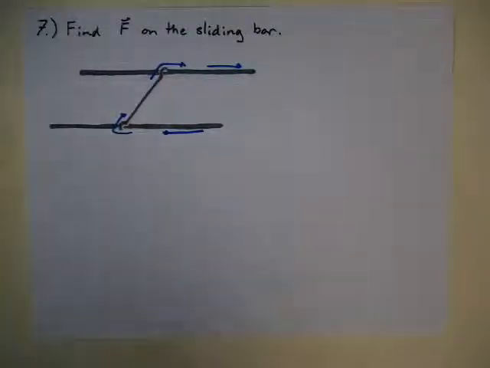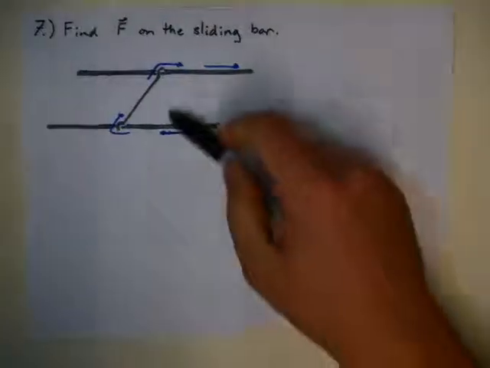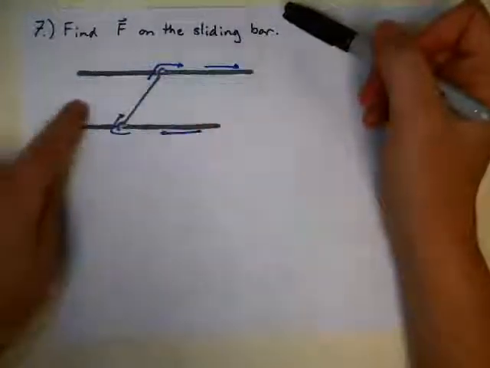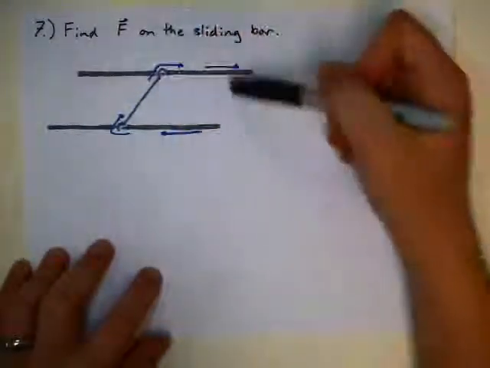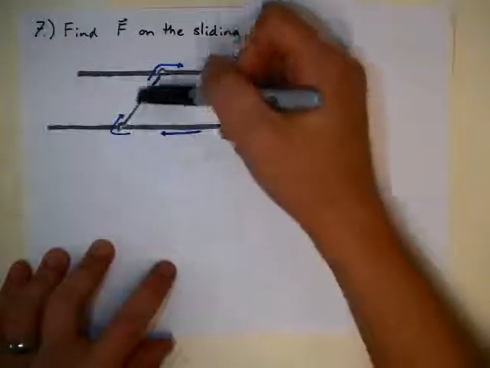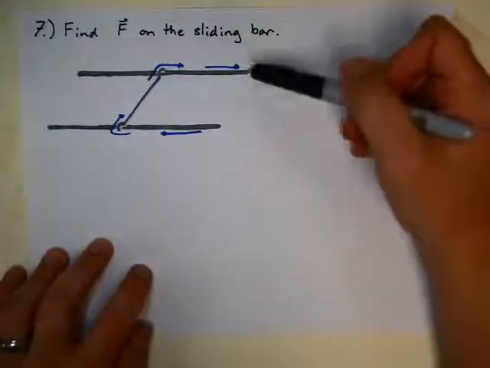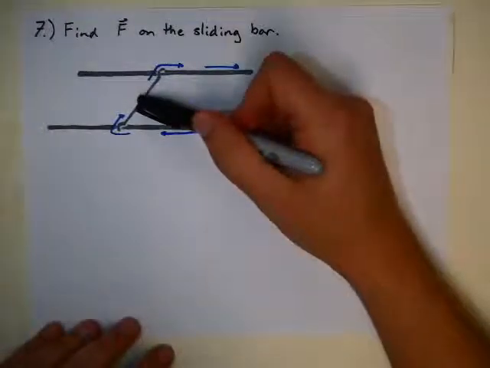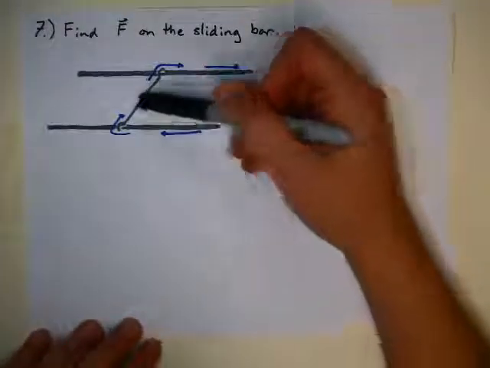Second midterm practice exam, problem 7. Find the force on the sliding bar for the following situation, where we're going to have this one bar that can slide back and forth along these two rails, and then we're going to run a current through one rail across the bar down to the other rail. So basically we're going to have a battery across this thing. So find the magnetic force, or the force on this bar.